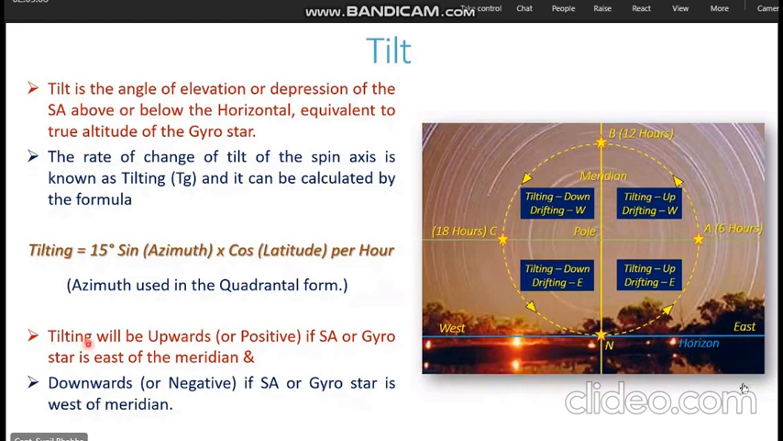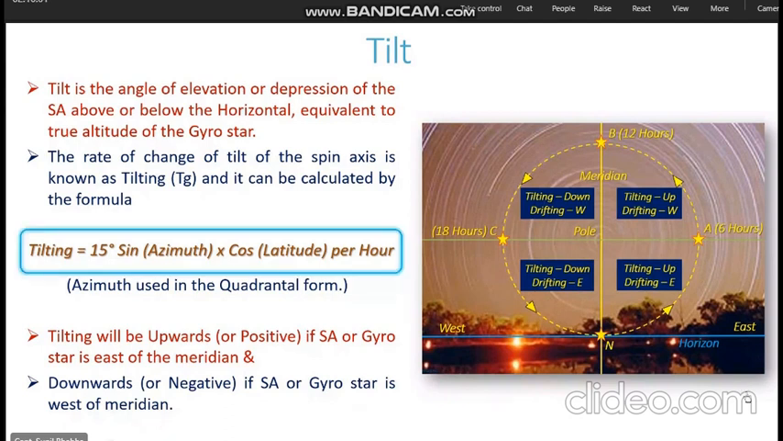So tilting will be upwards or positive if the spin axis or gyro star is east of the meridian, and tilting will be downwards or negative if the spin axis or gyro star is west of the meridian. This formula will help us in understanding converting a free gyro into a gyro compass.